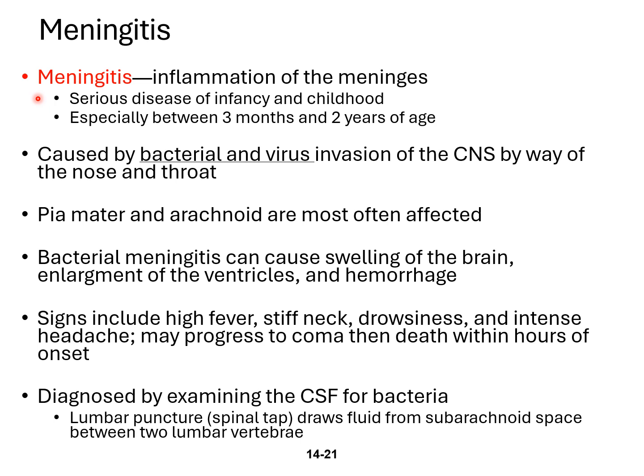Between 3 months and 2 years of age, if not caught, the person could die within hours. And this is caused by a bacteria or a virus that's actually able to get into the central nervous system by the nose or the throat, because during that time the blood-brain barrier is kind of there, but there are pathways with the mucous membranes, between the mucous membranes in the nose and the throat, for these viruses to get into the central nervous system. So what happens, bacterial meningitis causes swelling of the brain, enlargements of the ventricles, and possible hemorrhaging.